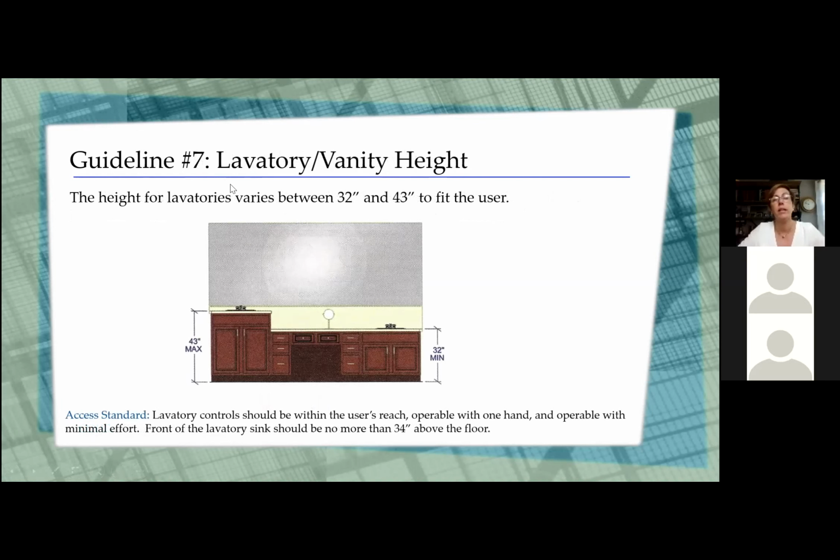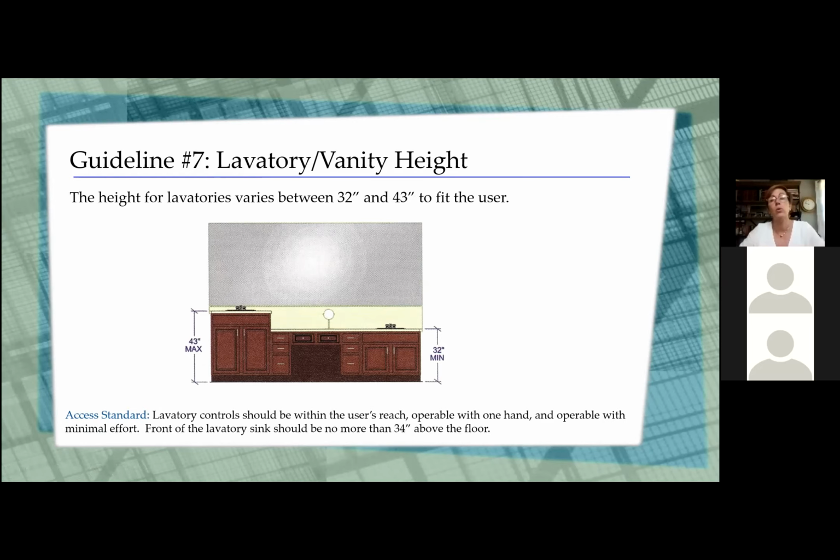Vanity heights, lavatory and vanity heights. The heights for lavatories vary anywhere between 32 and 43 inches. I know our current, more common height is 36. When you're in a wheelchair, you're looking at somewhere between 32 and 34 is most commonly the easiest height in which to use that lavatory. But varying heights help. You're going to take your user into account. Very, very tall people. I have a son that's 6'5". He would love a vanity that is 43 inches tall. Me, not so much.